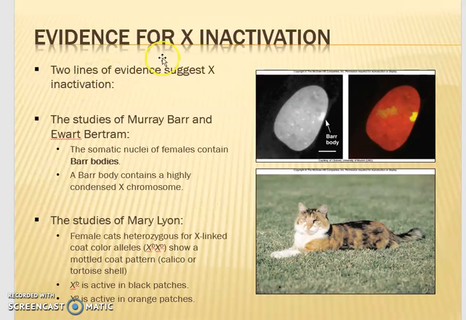Okay, so finding evidence for X inactivation. Two lines of evidence suggest X inactivation. The studies of Murray Barr and Ewart Bertram found Barr bodies, which we'll talk about a little bit later. The studies of Mary Lyon found that female cats heterozygous for X-linked coat color show a mottled coat, or this calico pattern here.